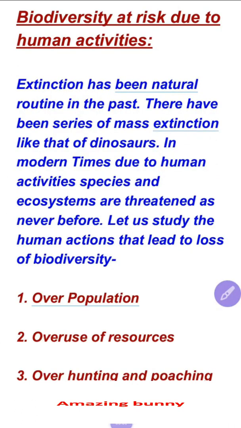Our next topic is biodiversity at risk due to human activities. As we know, extinction or the disappearance of fauna and flora is a natural routine, a natural phenomenon, and there are various examples of mass extinction. A very common example is the dinosaur. Now in today's time, just because of human activities, species and ecosystems are under threat, like they are in danger as never before. In this topic, we'll study the various human actions that lead to loss of biodiversity.